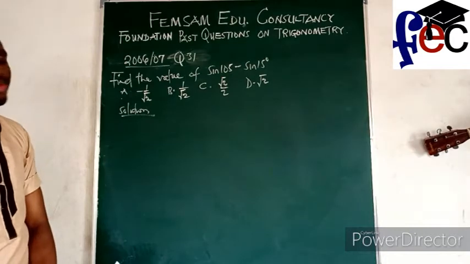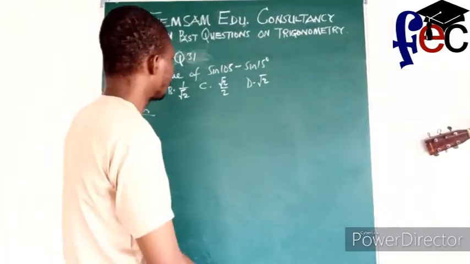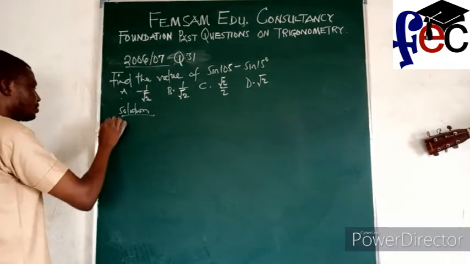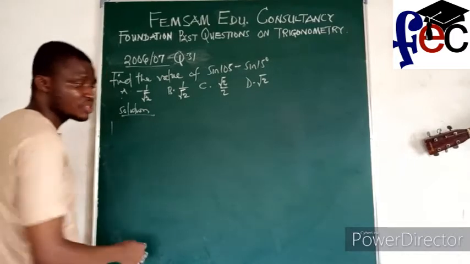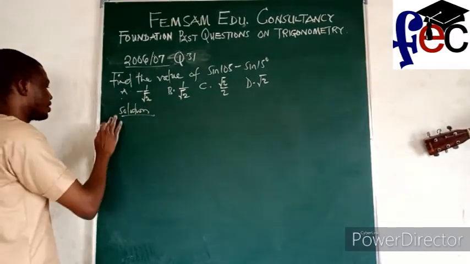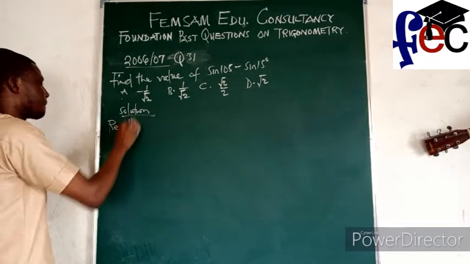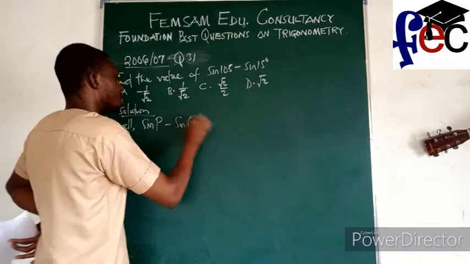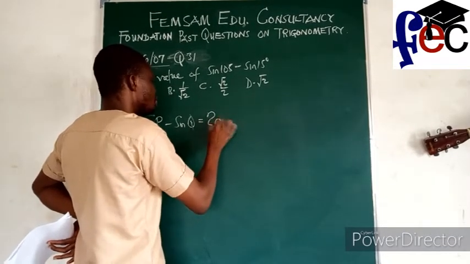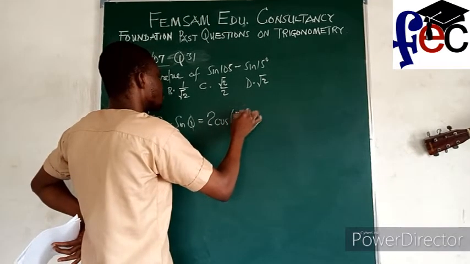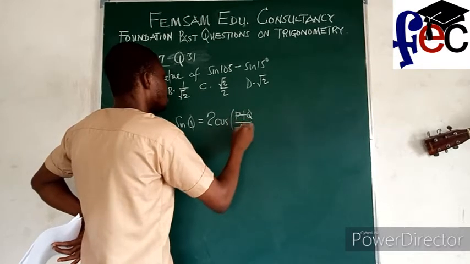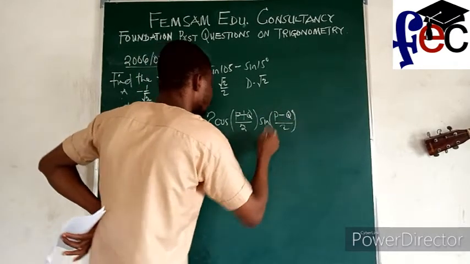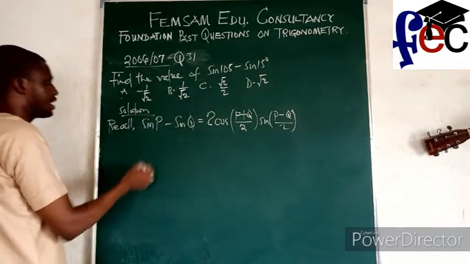Okay, so here they expect you to make use of the product formula, or one of the product formulae. I do know it's just that you need to be conversant with those product formulae. But let me state this, I can now state other ones. Recall that sine of angle P minus sine of angle Q is going to be 2 cosine of the sum of the two angles divided by 2, then sine of the difference of the two divided by 2. That's just it. So my duty now is to follow suit.